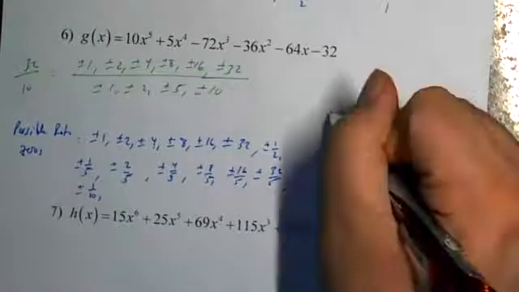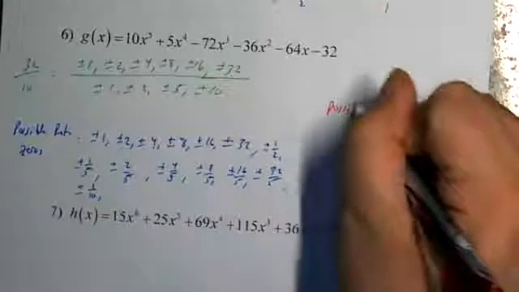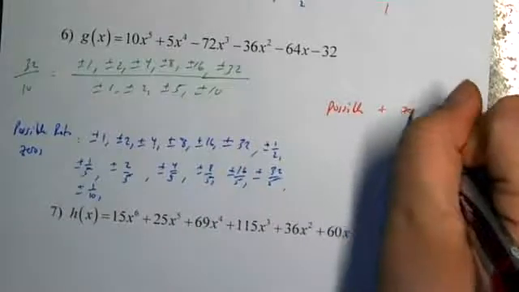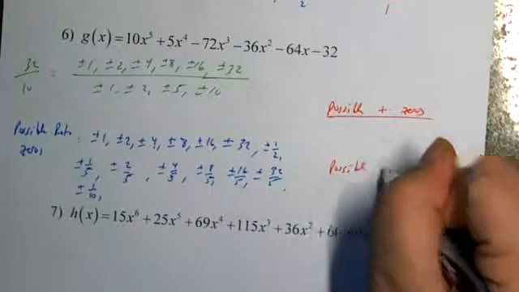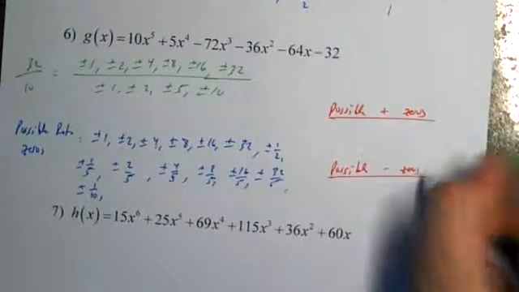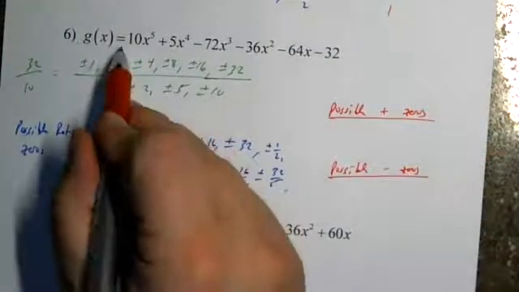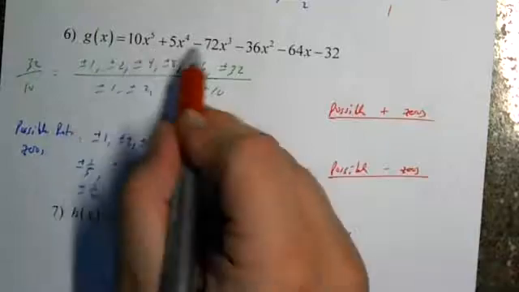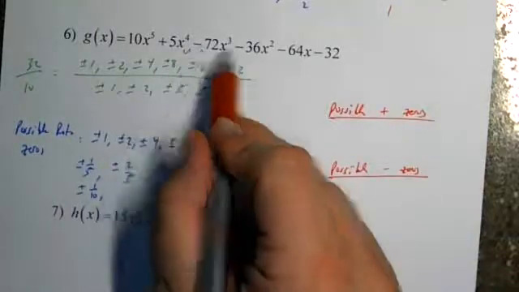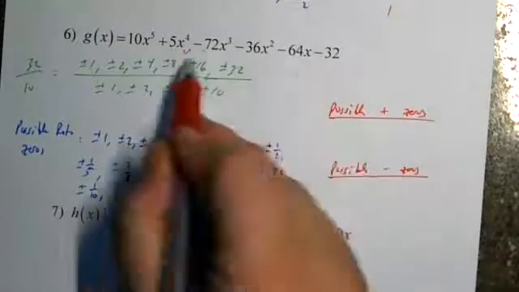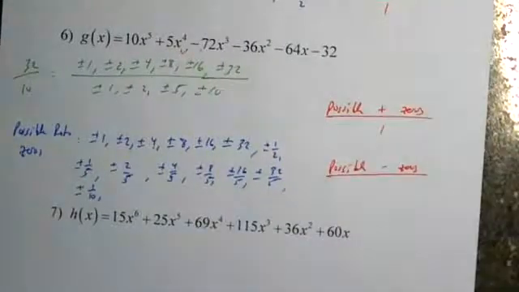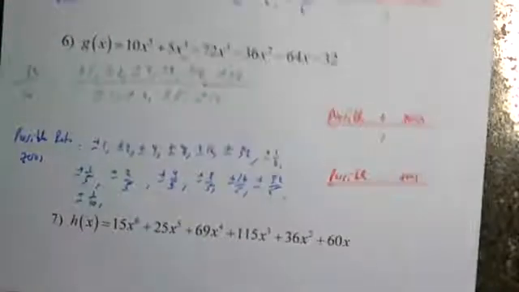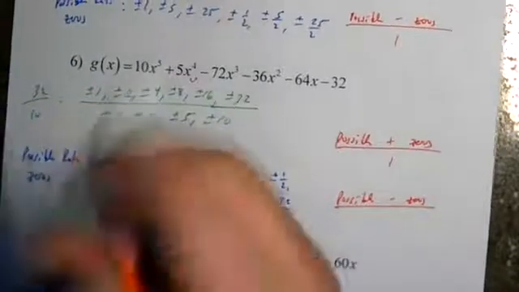Now, let's look at the possible positive zeros and possible negative zeros. Okay, sign changes. Positive to positive, positive to negative, there's one. Negative, negative, negative, negative, negative, negative. Only one sign change. So there's one possible positive zero.